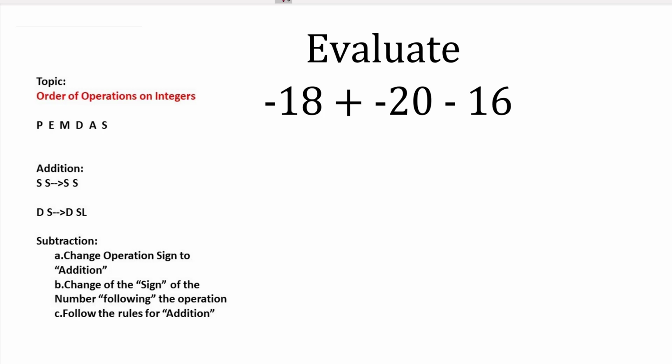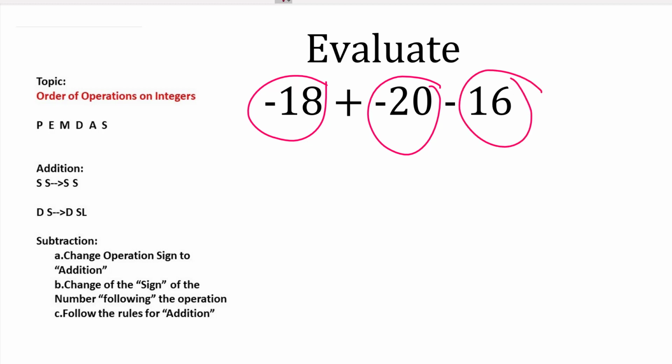Evaluate negative 18 plus negative 20 minus positive 16. This is understood to be positive 16 here. So the two operations are plus and minus.